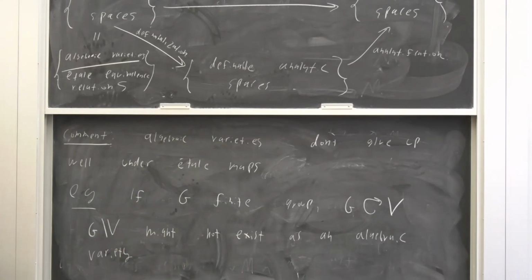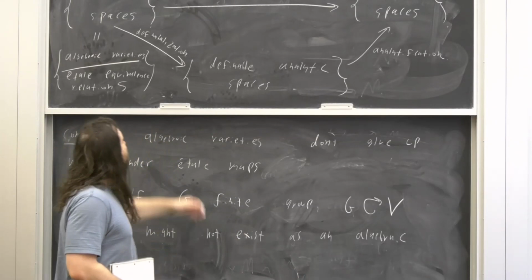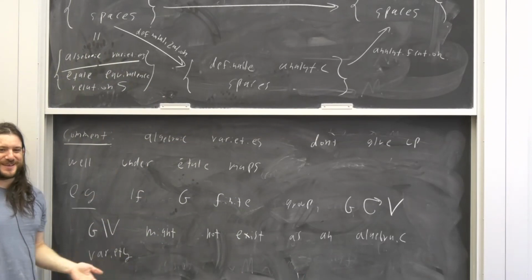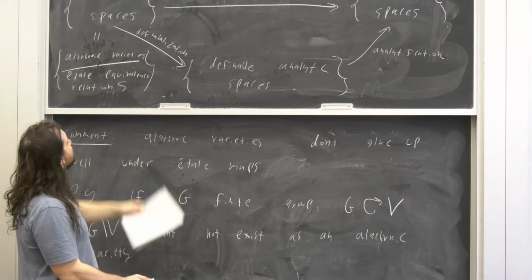But the way you work with algebraic spaces in practice, you just write down a variety with an equivalence relation. You say the equivalence relation doesn't matter, and then you work with the variety. So practically speaking, very frequently, it's not really an impediment. But to make nice statements, this is an important thing to keep in mind.